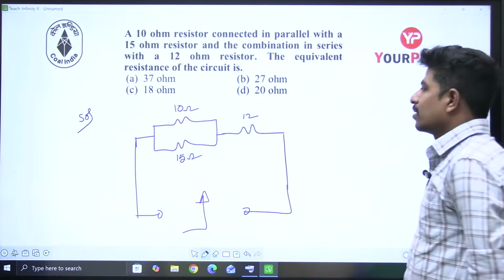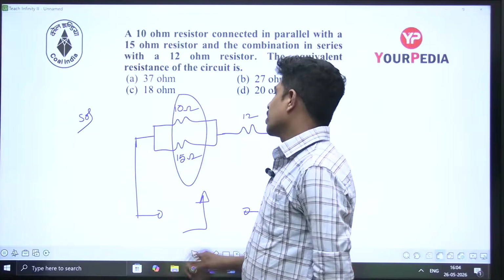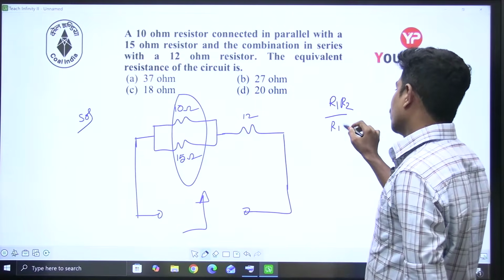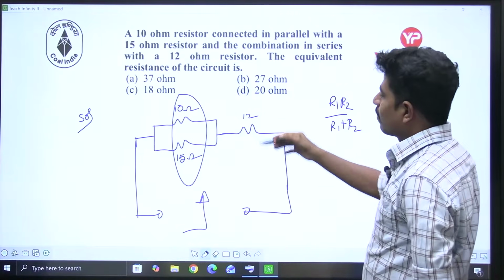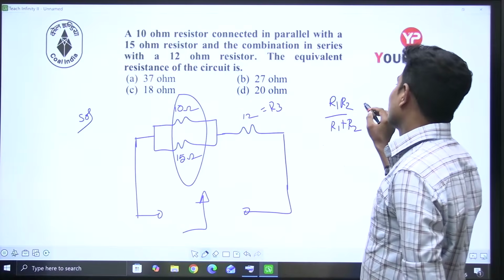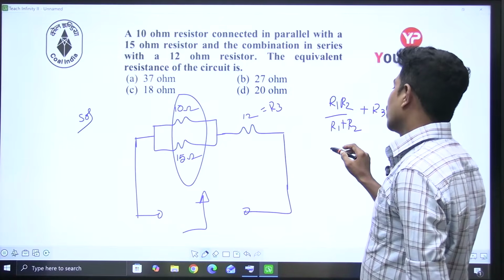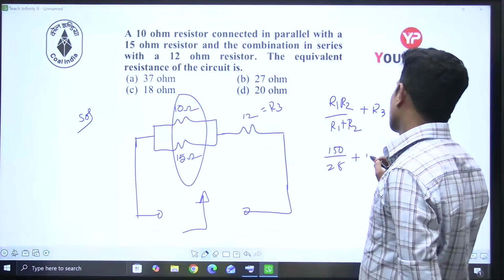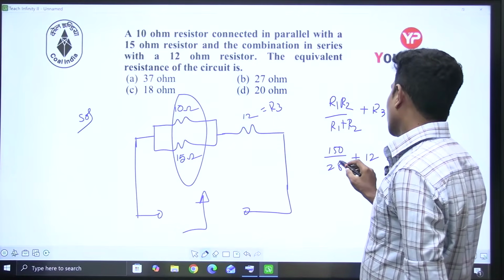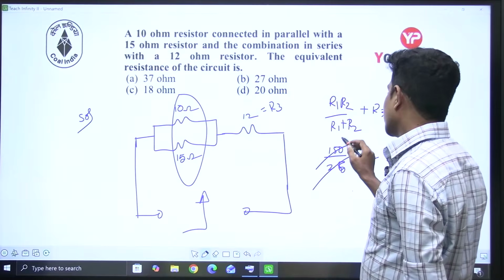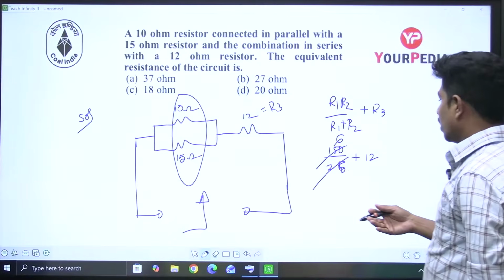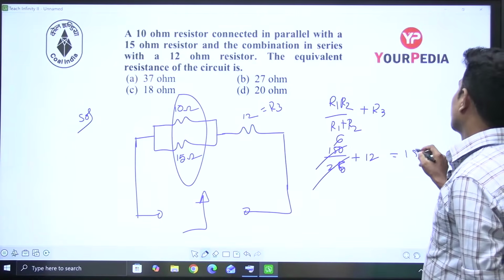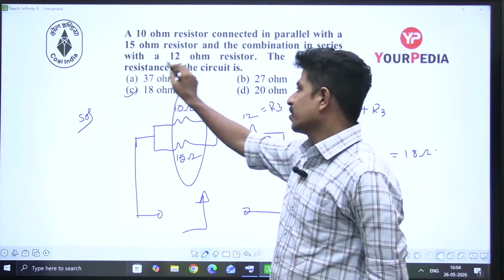Now answer this. These two are in parallel combination of resistances. The formula is R1 R2 by R1 plus R2. If you designate them as R1 and R2, and this is R3, it is R1 R2 by R1 plus R2, plus R3. That is 150 divided by 25, plus 12. 25 sixes are 150, so it is 6 plus 12, which is simply 18 ohms. Option is C.